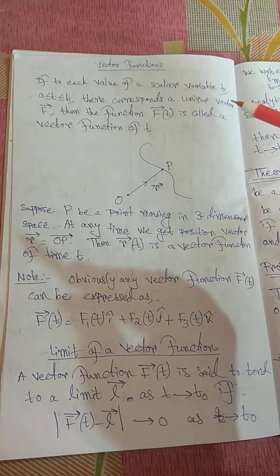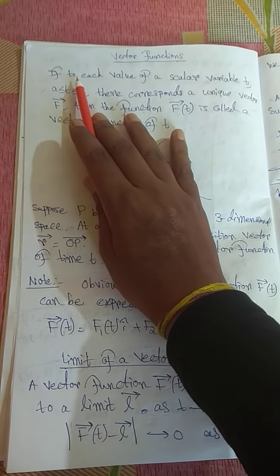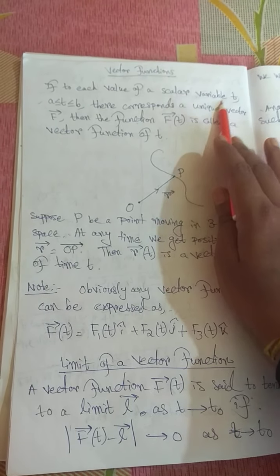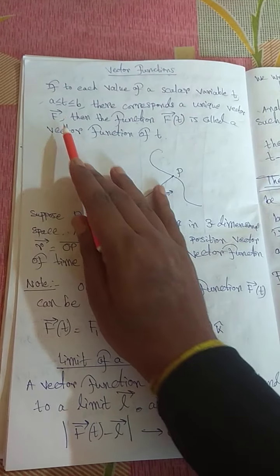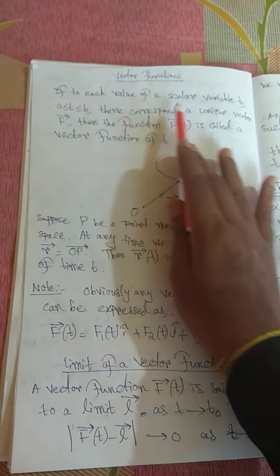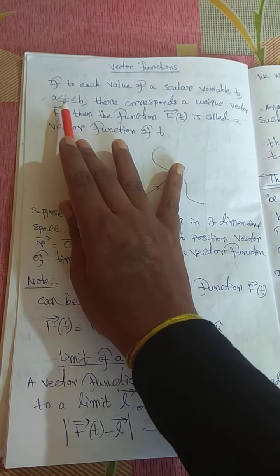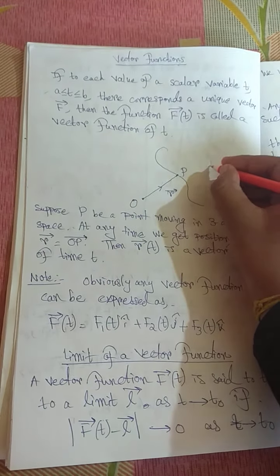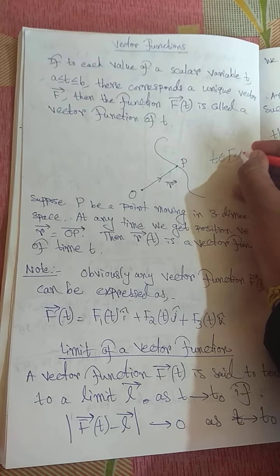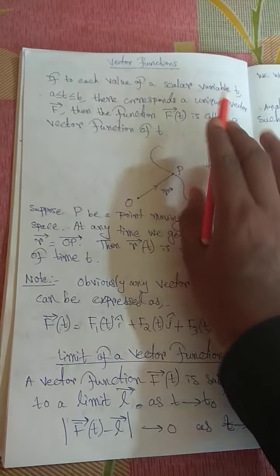So first thing you need to know about is the vector function. Let us start with this. If to each value of a scalar variable t, which lies in the region a less than or equal to t less than or equal to b, that means my scalar variable t lies within this region a to b, you can think that t belongs to this closed interval [a, b], and t is a scalar variable.